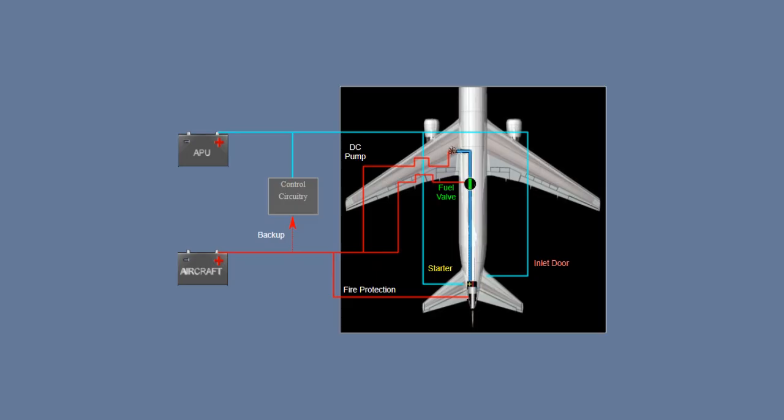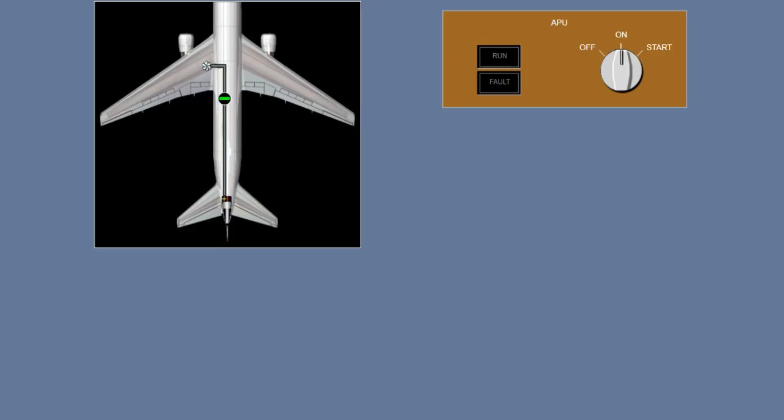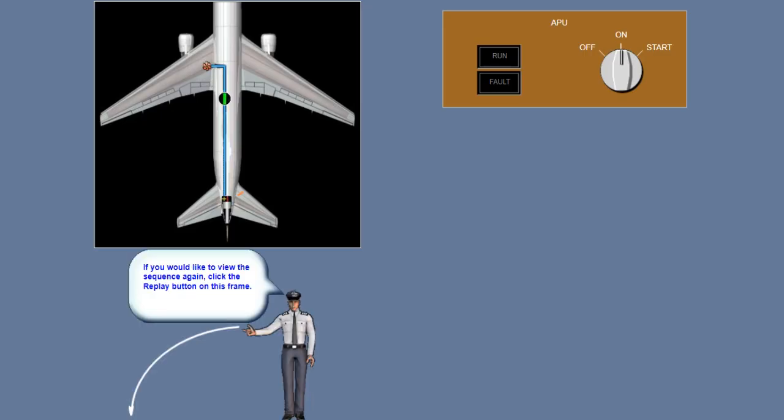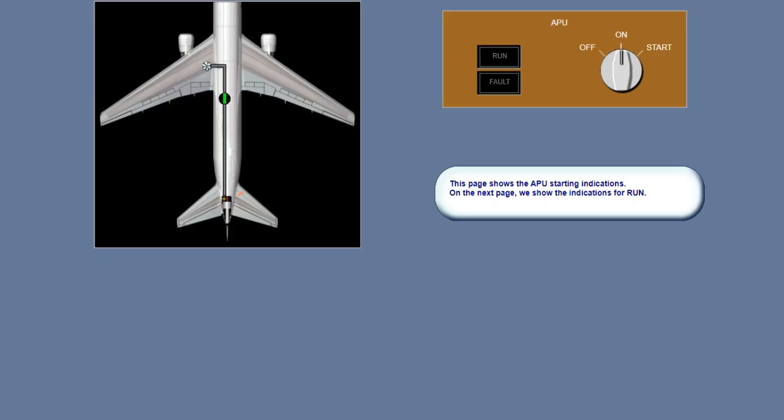Two batteries are required to start the APU: the APU battery and the aircraft battery. The APU battery powers the APU starter motor, the APU control circuitry, and operates the air inlet door.